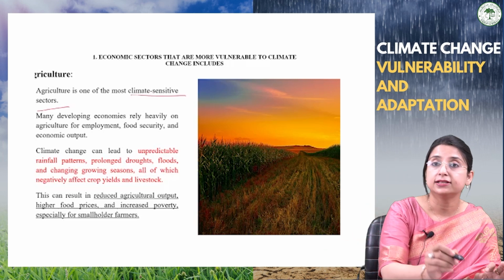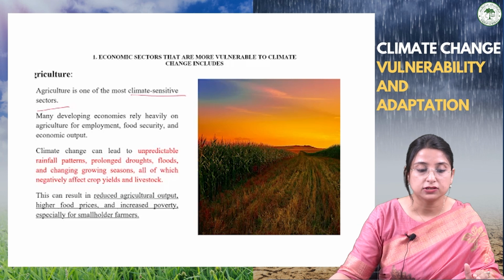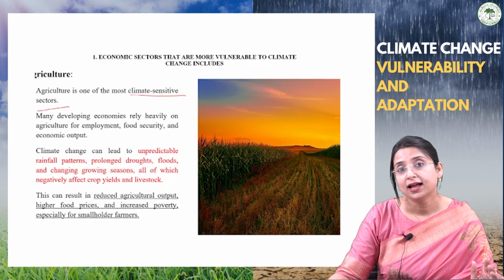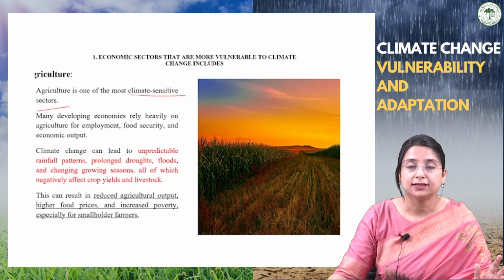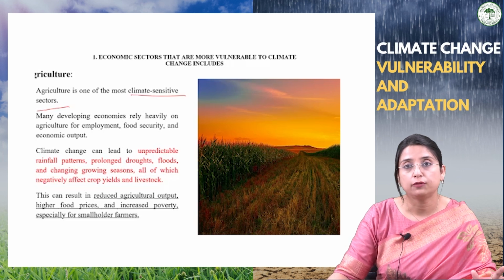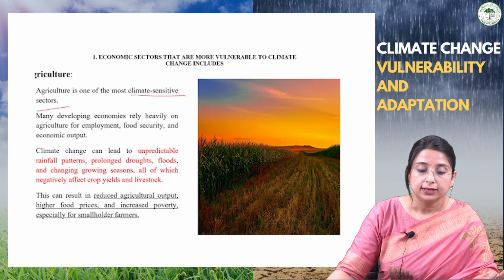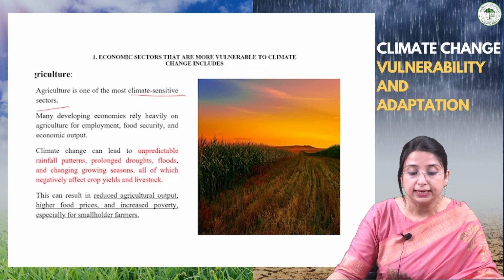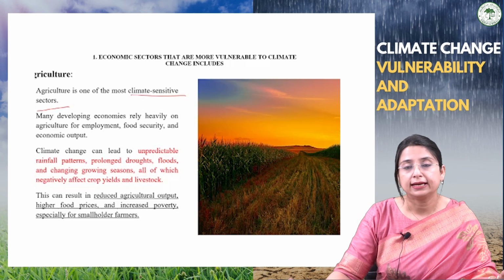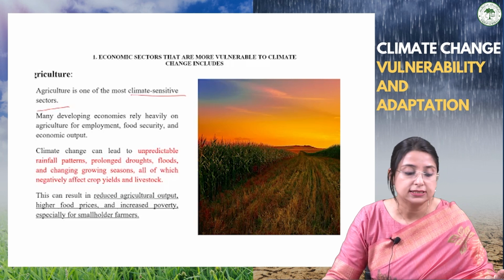When we talk about agriculture, it is one of the most climate sensitive sectors, and mostly the developing economies rely heavily on agriculture. Also, we know about India, the major population: the agriculture sector provides employment to more than 50% of the population of India. So here climate change can lead to unpredictable rainfall patterns, prolonged drought, floods, thus changing the growing season. All of this will negatively affect the crop yields and the livestock.